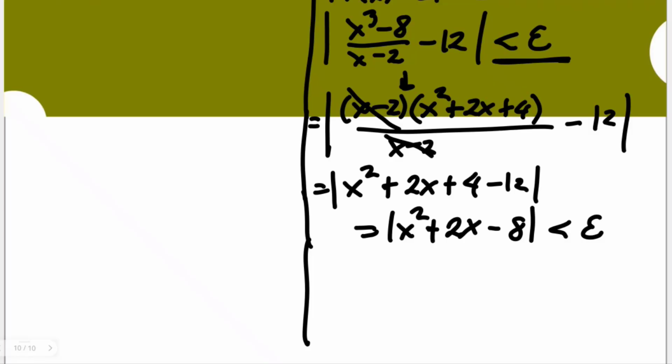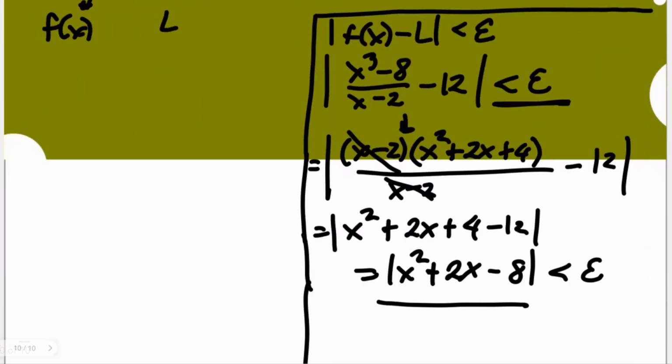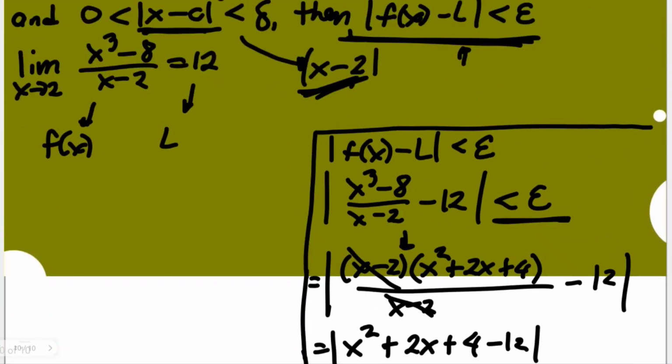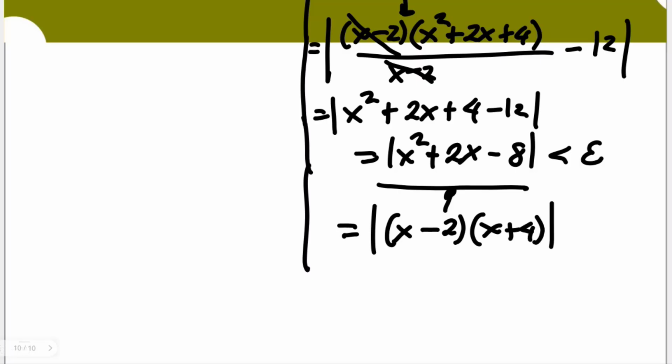Now, since this is not possible to appear here, what if we could express this in terms of the absolute value of x minus 2? We can bound it, because x minus 2 has a boundary of delta, and at this time we can represent delta with something else. So let us see if we could factor out x minus 2 here. Let's check: x plus 4. So x squared minus 2x plus 4x. Yes, that's correct. This is less than epsilon.